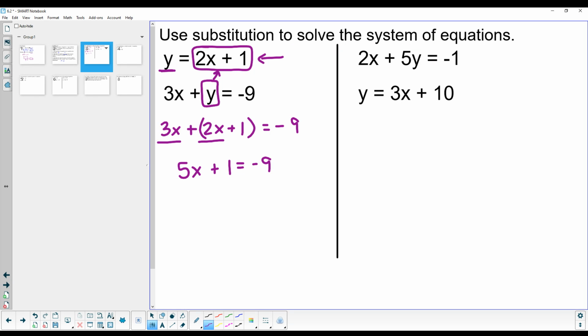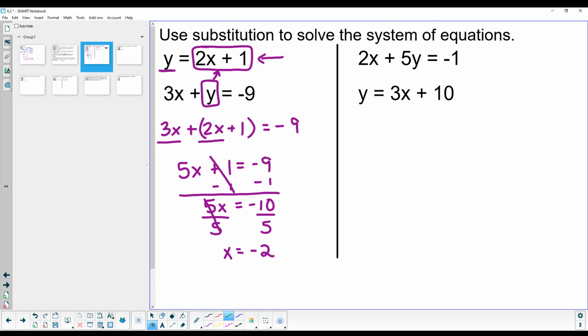Okay. Now you should be able to solve this. It's just an algebra expression at this point, or algebra equation. So subtract 1 from both sides. You're going to get 5x equals negative 10. And then you'll divide by 5 so you can figure out what x is. Negative 10 divided by 5 is going to give me negative 2.